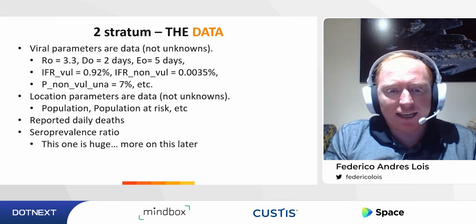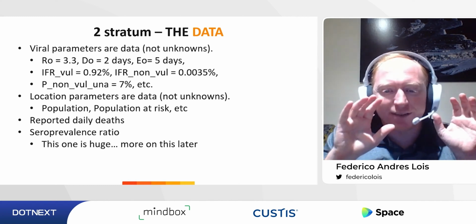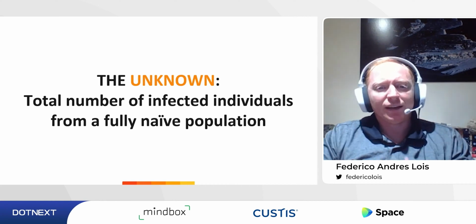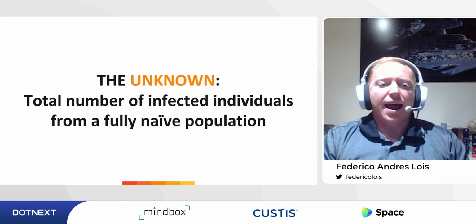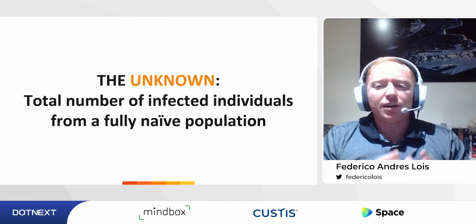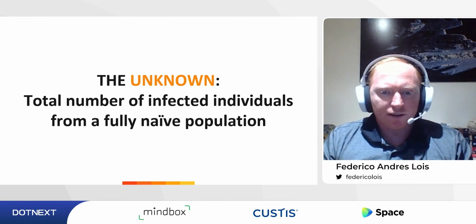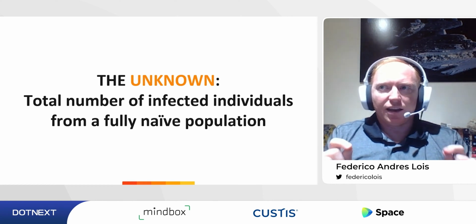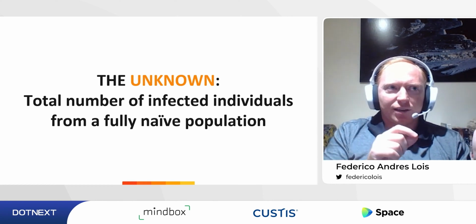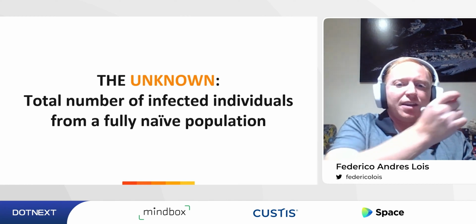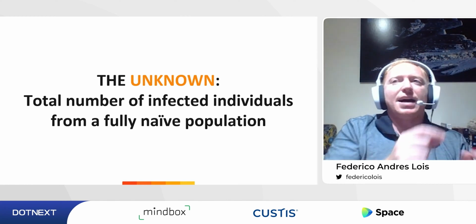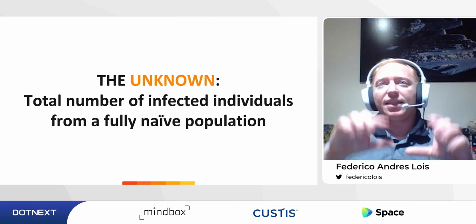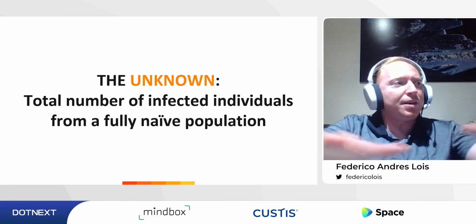And also the seroprevalence ratio. This one is huge. I'm not going to explain it here because we are going to explain it later. The unknown for us, essentially, is the total number of infected individuals from a fully naive population, which means this model doesn't work if the population is not naive. You have to account for that. So we are assuming, a big assumption, that this virus hasn't been in the population before.